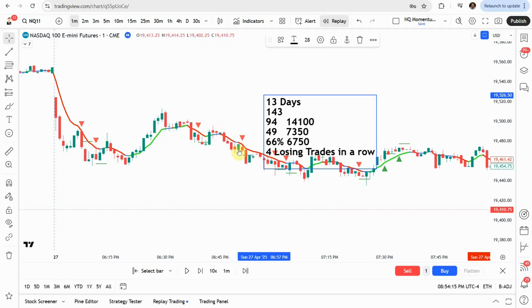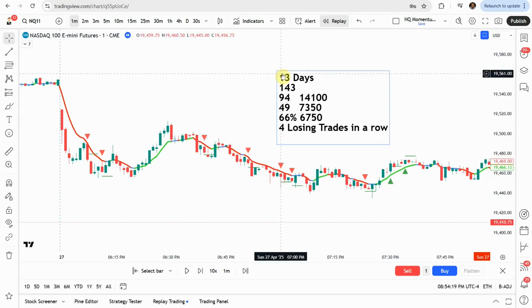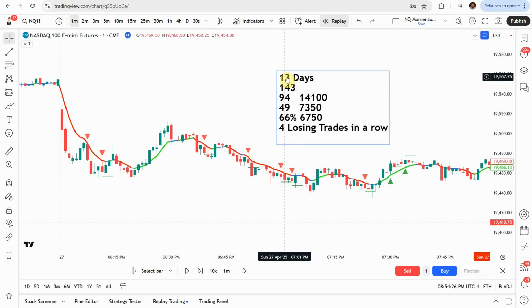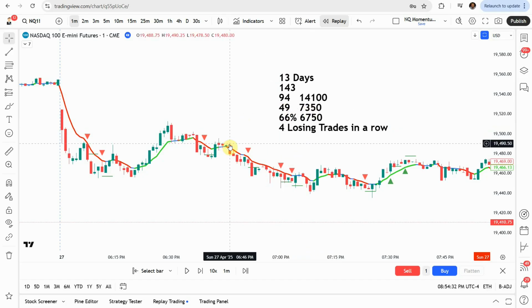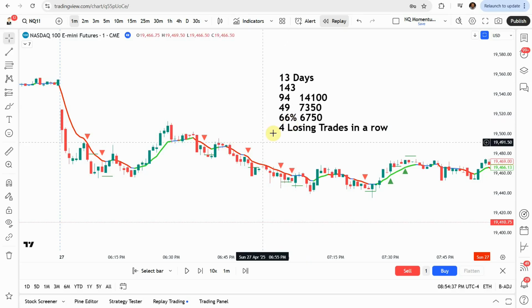As I said, I basically just took the first 3 hours of the day and went 13 days back from the most previous opened trading day. Out of those 13 days, we had 143 trades. 94 of them were winners, 49 were losers, and that puts us right at a 66% win rate.